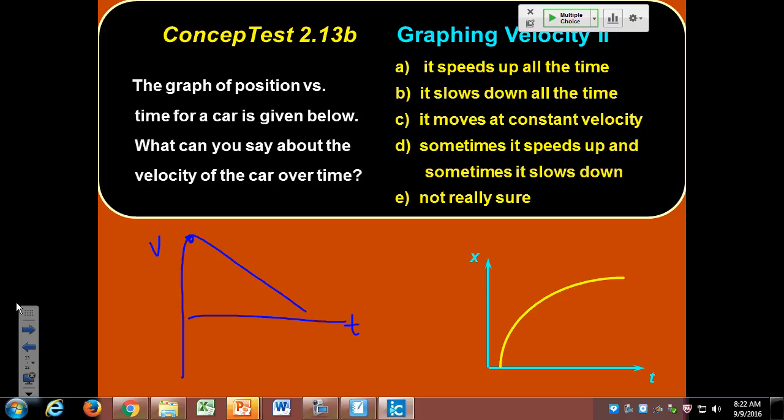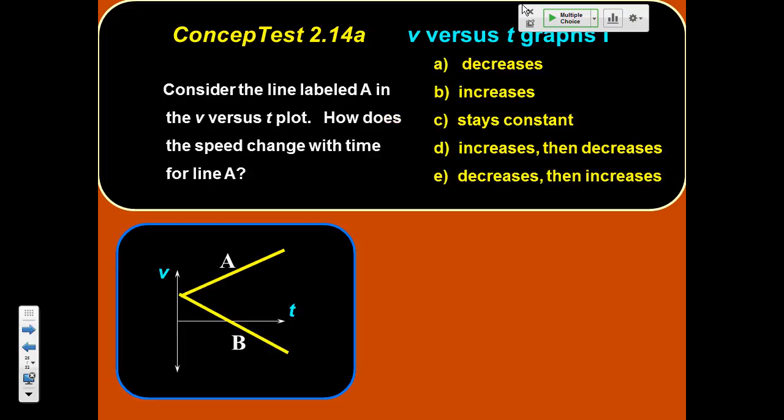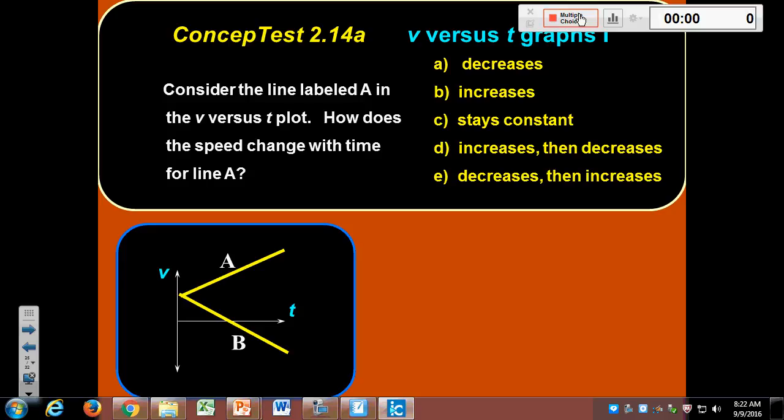I have a couple more for you to practice. There's the slope changing. All right, let's look first at this line labeled A. How does the speed change with time? We're not worrying about this one right now. We're just looking at this. This is the origin for this graph. This is V equals 0. What is happening here to the speed? How does the speed change?